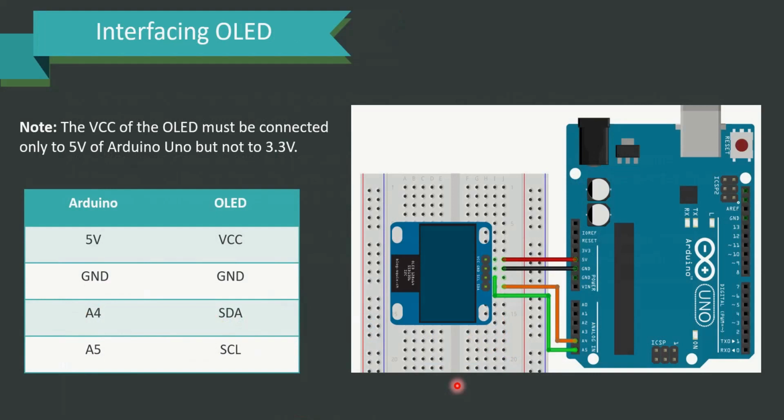Interfacing OLED. Now remember, the VCC of the OLED must be connected only to the 5 volt of Arduino Uno but not to 3.3 volts. Similarly, remember the connections: the 5 volt to VCC of OLED, the ground of Arduino to ground of OLED, the A4 of Arduino to SDA of OLED, and the A5 of Arduino to SCL of OLED. The same has been represented pictorially for your quicker and easier reference.